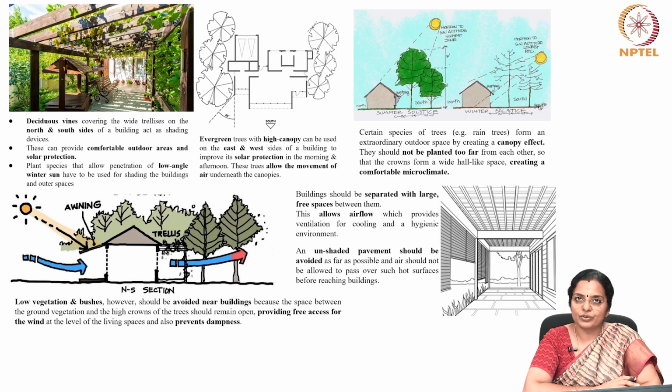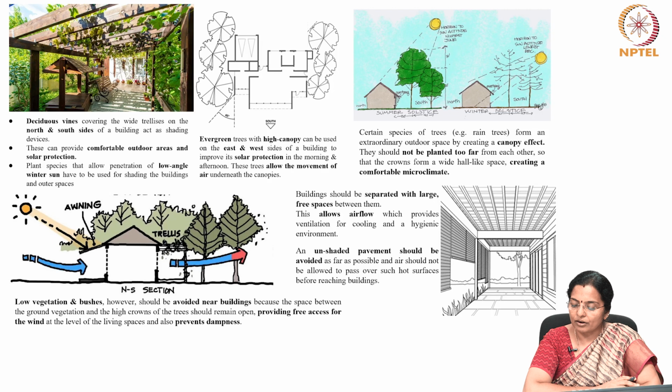Certain species of tree such as Samanea saman, also commonly called the rain tree, form an extraordinary outdoor space by creating a huge canopy effect. They should not be planted too far from each other so that the crowns form a wide hall-like space, creating a comfortable microclimate. Buildings should be separated with large free spaces between them.